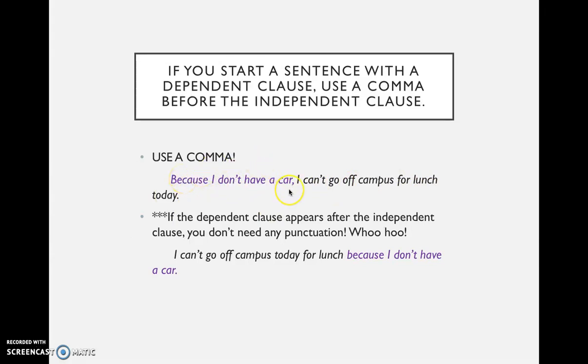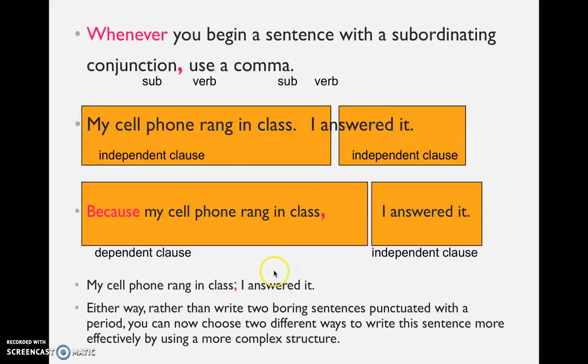As I just said, because I don't have a car, comma, I can't go off campus for lunch today. Dependent is first, needs a comma. It's like a pause, right? So when the subordinate clause or dependent clause goes first, you've got to pause before you get into the big managerial parental independent clause. I can't go off campus today for lunch because I don't have a car. So they're interchangeable. Whenever you begin a sentence with a subordinating conjunction, use a comma. I already said this.